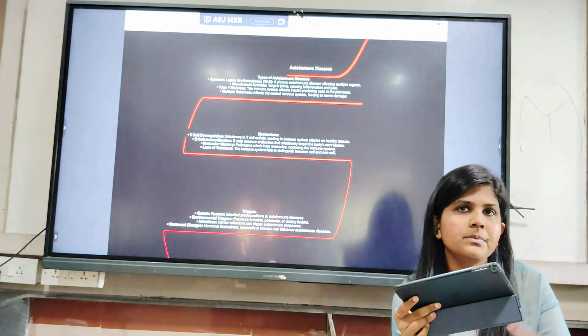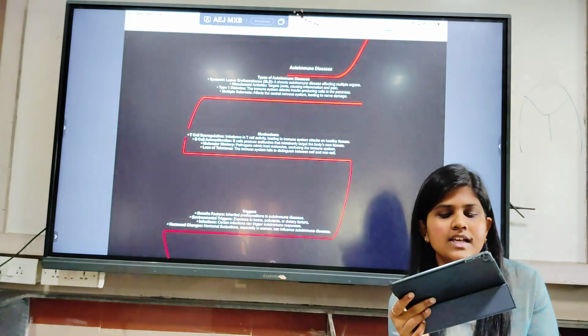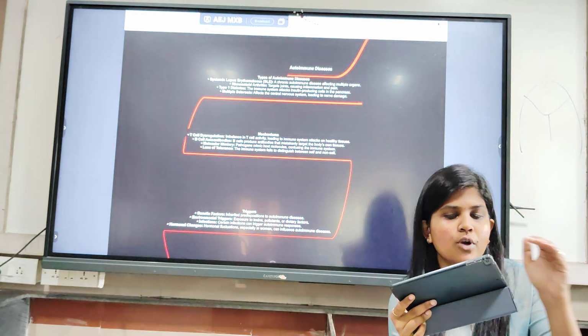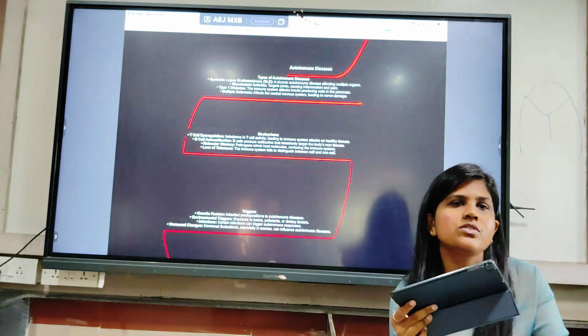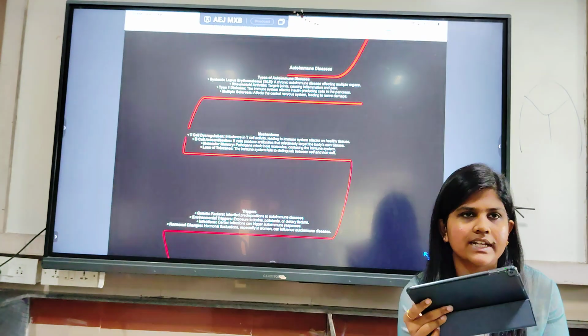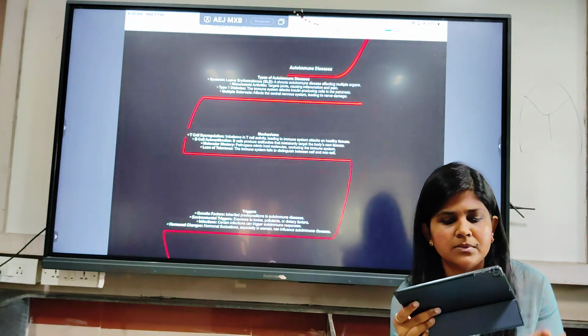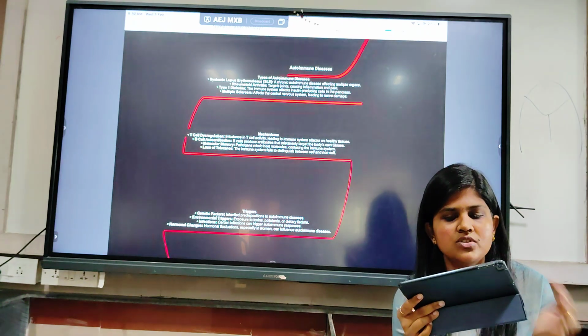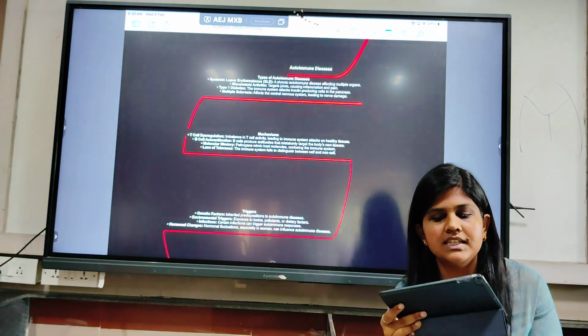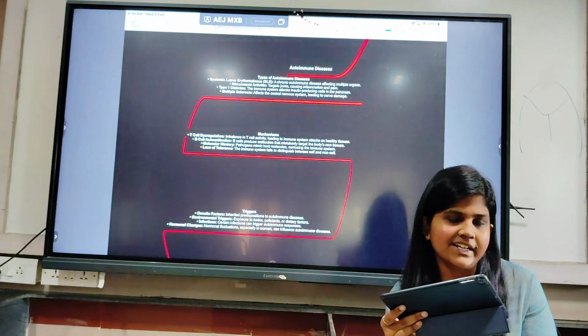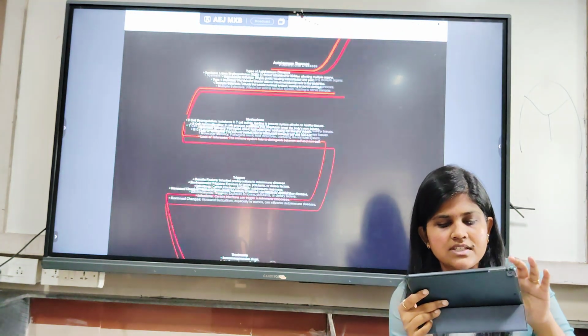The antigen mimics the host cells, so that the B cells or the T cells cannot properly recognize the antigen because it looks like our own body cells, and it fails to attack them. So this is molecular mimicry, and there is loss of tolerance. The immune system fails to distinguish between self and non-self antigens. So this is what happens in the mechanism.